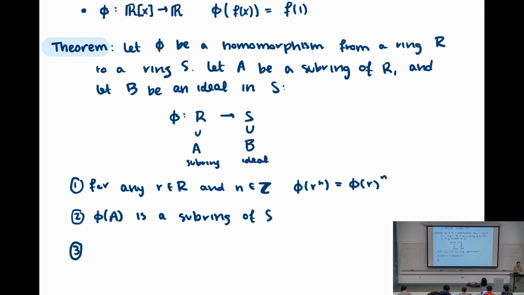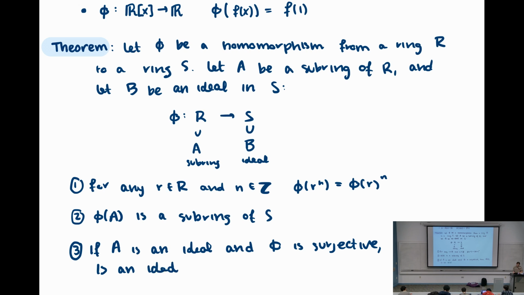Three, under what conditions is this thing an ideal? So if A is an ideal, and phi is surjective, then phi of A is an ideal. So you can maybe think about or wonder why we need this condition that phi is surjective.